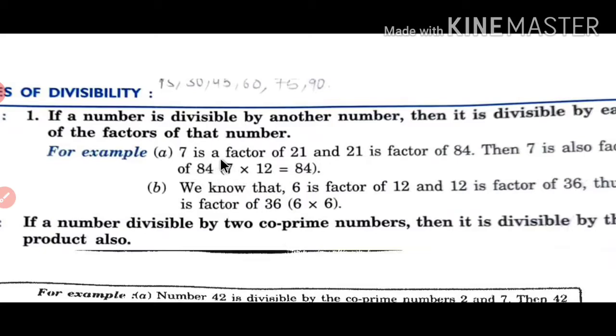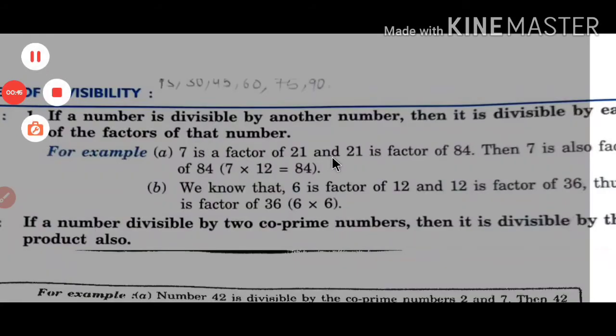For example, 7 is a factor of 21. We know that a factor means a number which exactly divides the given number. So you can see 21 is divisible by 7. So 7 is a factor of 21 and 21 is a factor of 84. Or we can say that 84 is exactly divisible by 21.